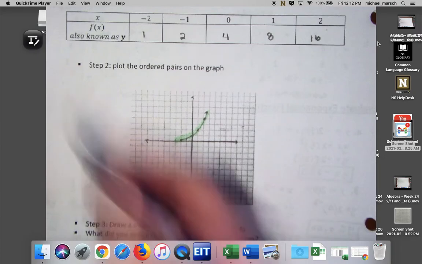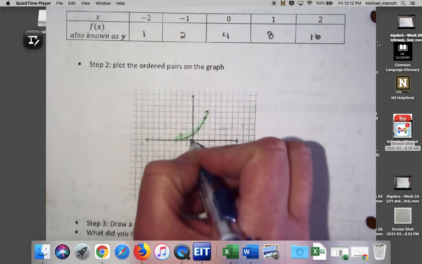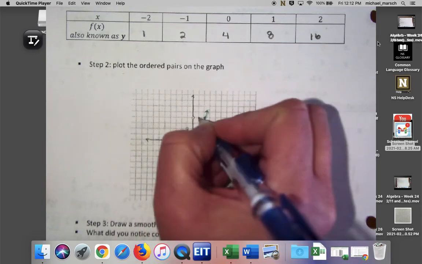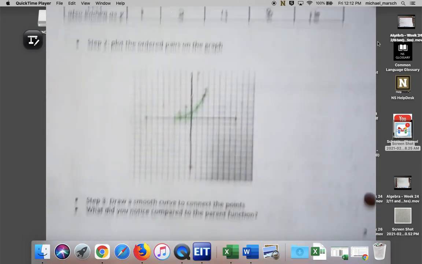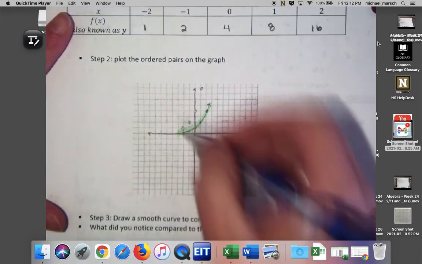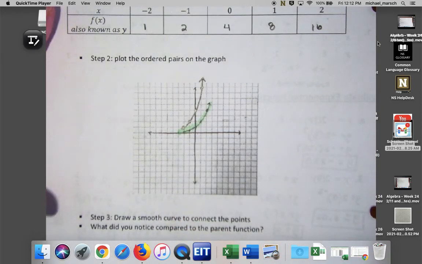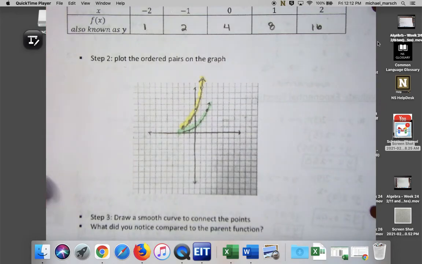Great. So then we're going to plot these points. So step 2, plot the ordered pairs on the graph. So -2 up 1, -1 up 2, 0, 4, 1, 8. And then I can't graph 2, 16, and that's okay. Step 3 says draw a smooth curve to connect the points. So we're going to do our best to connect these with a smooth curve. And then you guessed it, we're going to color that line yellow to represent our function that we just graphed. This helps us remember which one we started with, the parent function, and which one we created, the yellow function.